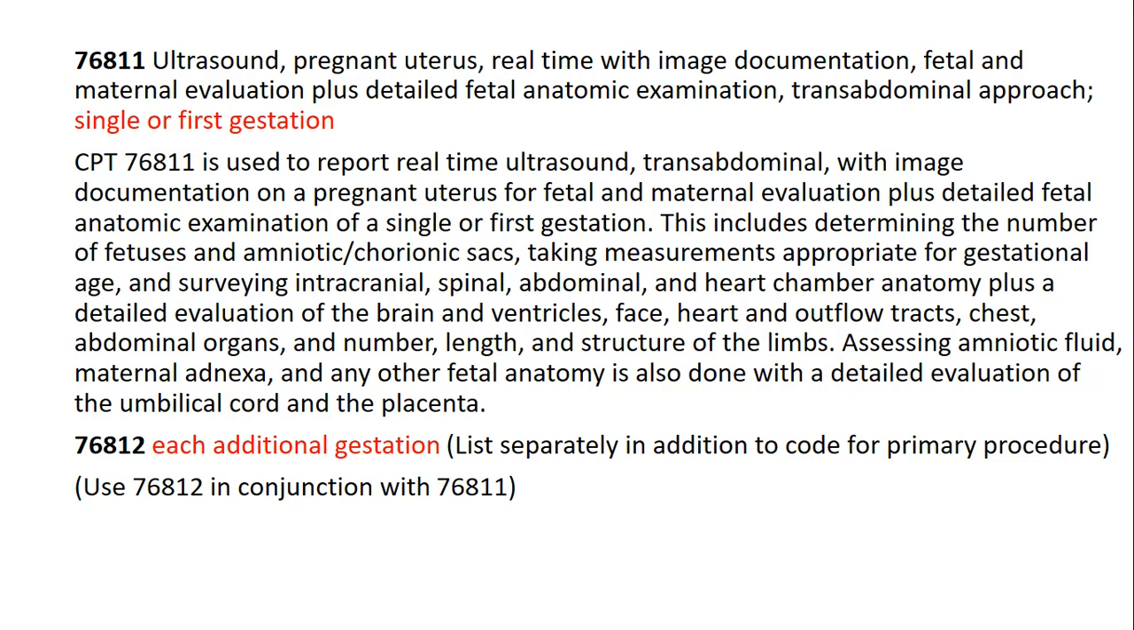So till here it is 76805, but plus a detailed evaluation of the brain and ventricles, face, heart and outflow tracts, chest, abdominal organs, and the number, length and structure of the limbs, assessing amniotic fluid, maternal adnexa and any other fetal anatomy, along with a detailed evaluation of the umbilical cord and the placenta. So in 76811 a very detailed examination is done through the transabdominal approach. This code should be used only when all these elements are documented in the medical report. For each additional gestation you will use the code 76812 along with 76811.